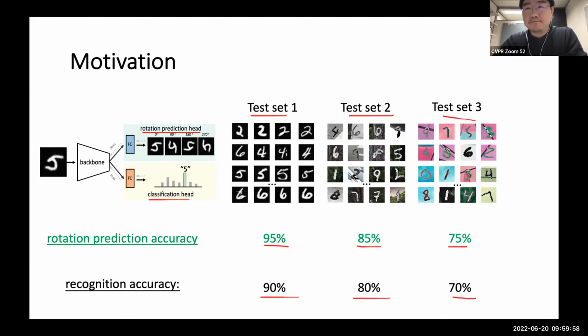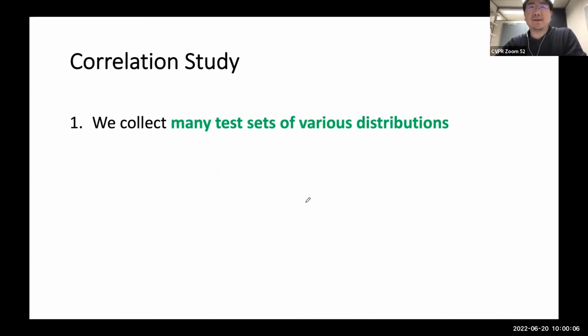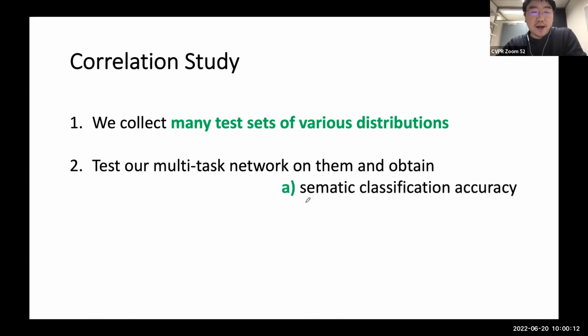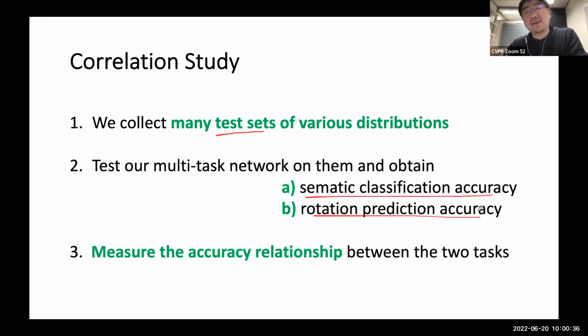Again, we want to perform a correlation study. We collect many test sets of different distributions, and for every test set, we obtain the semantic classification accuracy, which is the usual image classification accuracy using the labels on the test sets. We also calculate the rotation prediction accuracy on every test set. Then we measure the relationship between classification accuracy and rotation accuracy.